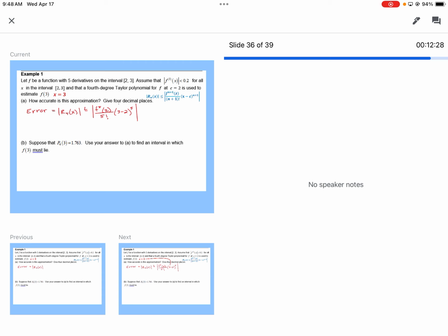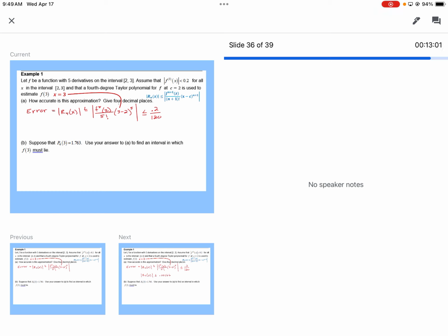All right, so the main thing we have to do to figure this out, because we can figure 5 factorial, we can figure 3 minus 2 to the 5th, the main thing we have to do is know how to find the maximum value of the 5th derivative, because that's what f to the 5th of z is. What did we say the max value of that was? 0.2. So on the next part, when we simplify, we put that 0.2 over 120. Where'd we get 120 from? 5 factorial. Yeah, the 5 factorial.